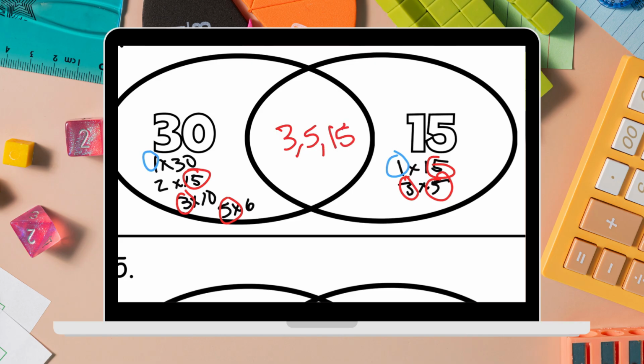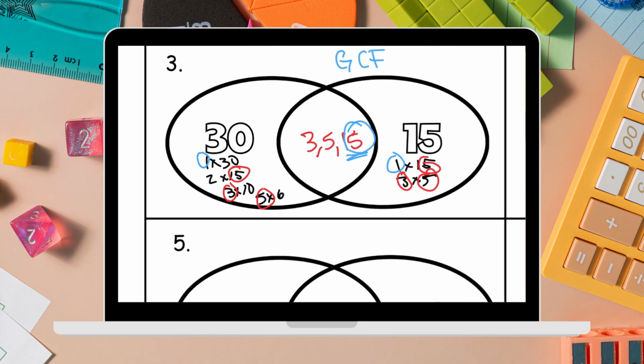Okay, and if we were finding the greatest common factor, the GCF, that would be the number 15, the biggest. Okay, but our directions here were we're just listing all of the common factors for 30 and 15, which would give us 3, 5, and 15.